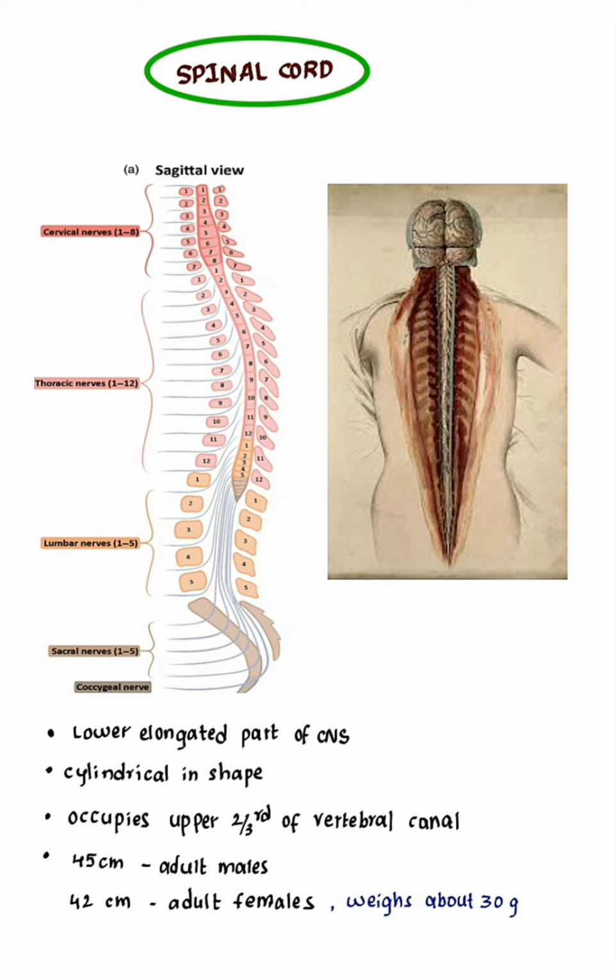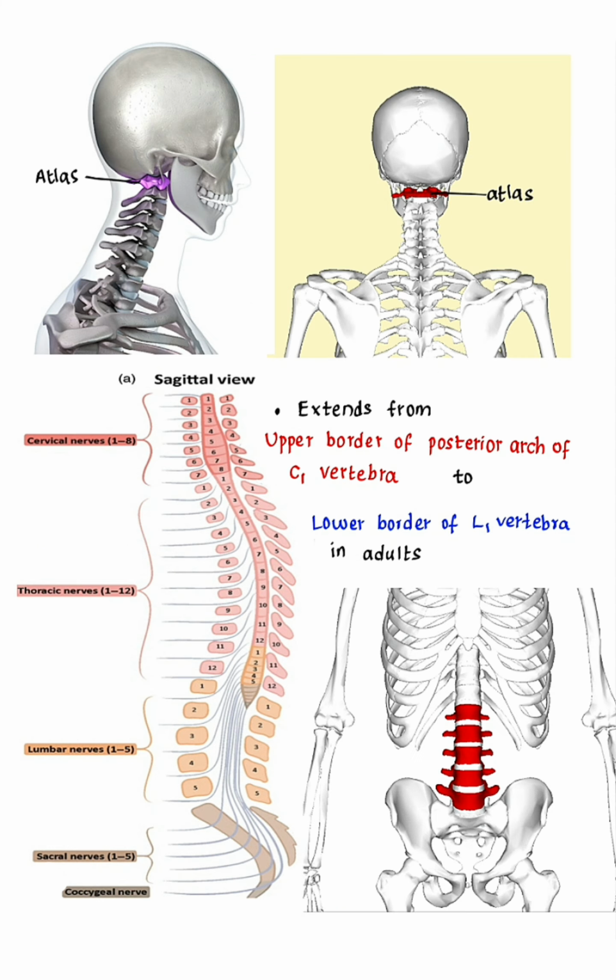It measures about 45 centimeters in adult males and 42 centimeters in adult females. It weighs about 30 grams. The spinal cord extends from the upper border of the posterior arch of C1 vertebra, or atlas, to the lower border of L1 vertebra in adults. These are lumbar vertebrae. It extends up to the lower border of the first lumbar vertebra.